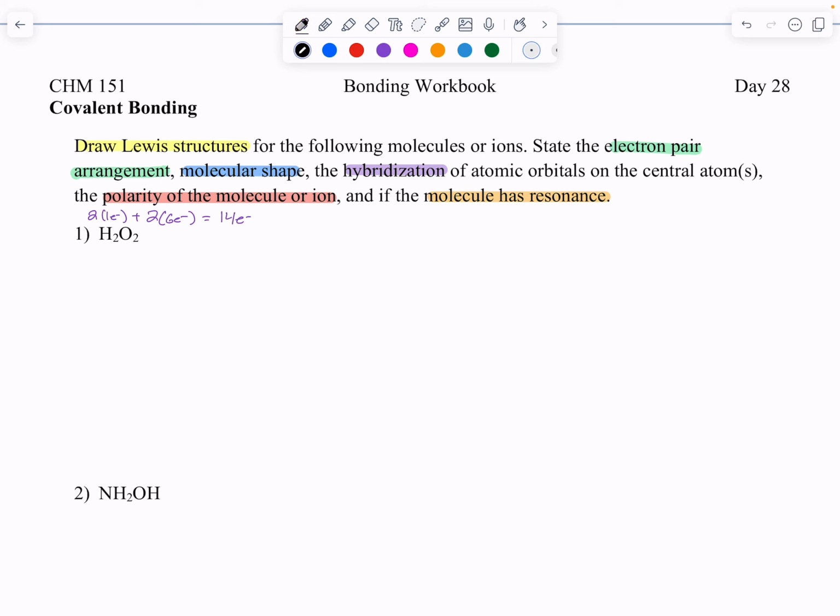How is this arranged? Well, H is not a central atom. So I'm going to do HOOH. Bond 2, 4, 6. No octets. 8, 10, 12, 14. We check formal charge. Hydrogen is good. It's got 1 bond. Oxygen: 1, 2, 3, 4, 5, 6. Has 6, brought in 6. Good. And both oxygens are in the same spot.